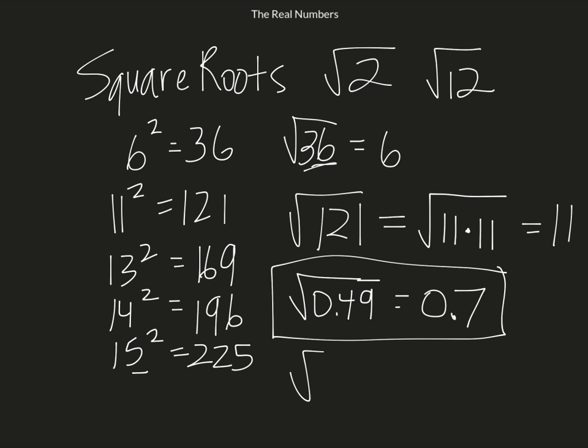How about the square root of 1.96? That's going to be 1.4. So although it's not a perfect square, we don't want to call it that. It's also not irrational.